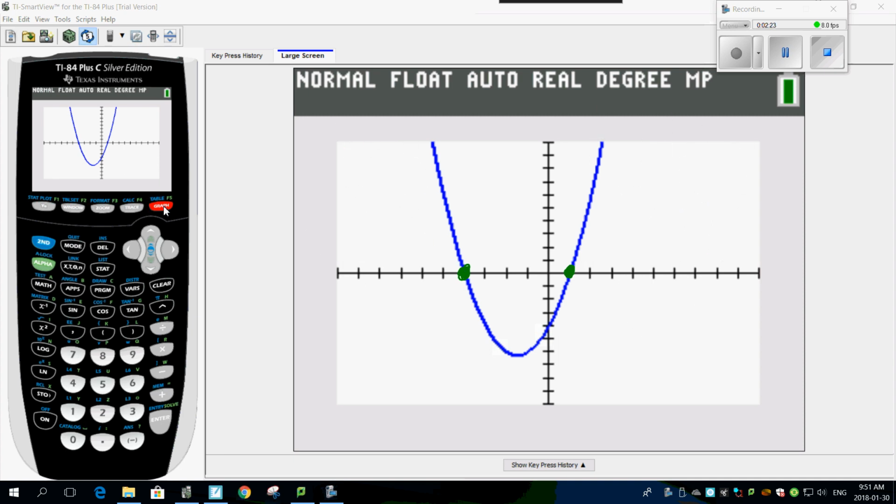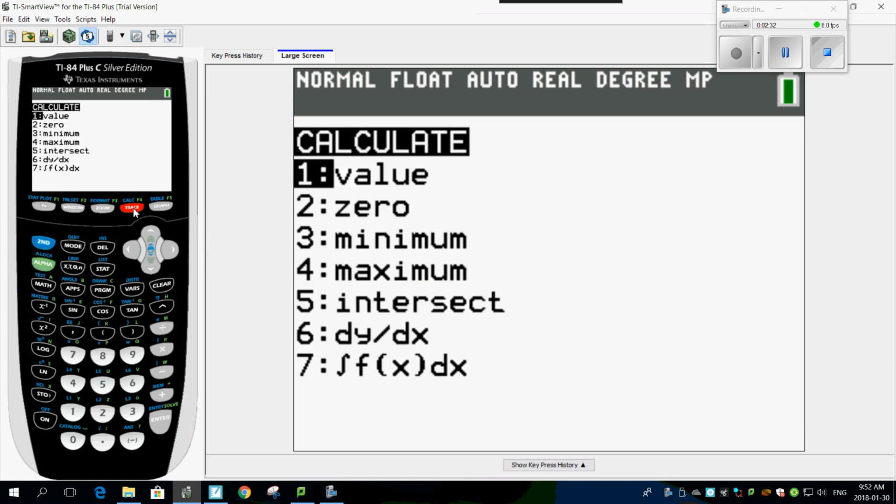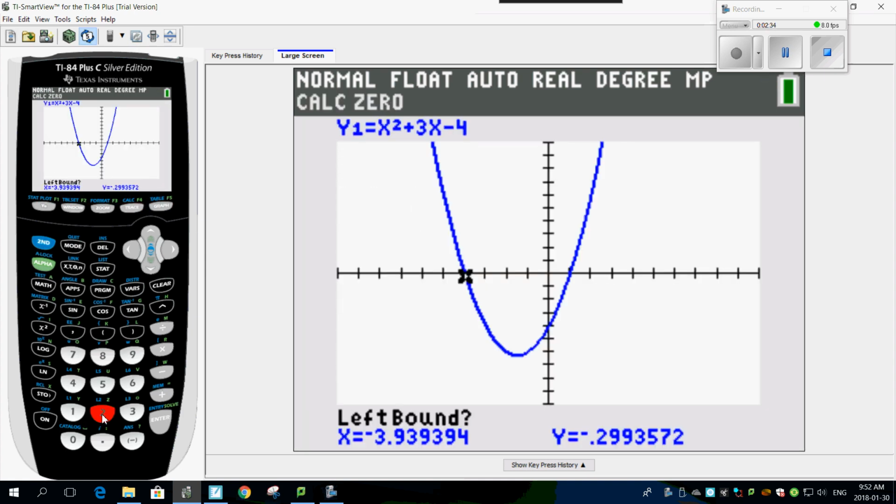Now, okay, so how do you go about solving something like this? Solving it is very, very simple. Same old, same old. We go second and we hit calc, and of course, we're going to hit the 0 function. Now, notice here that you got 2 zeros that you got to find. Right? So you have to do this calculation twice. Again, there's the left-bound idea, right-bound idea.